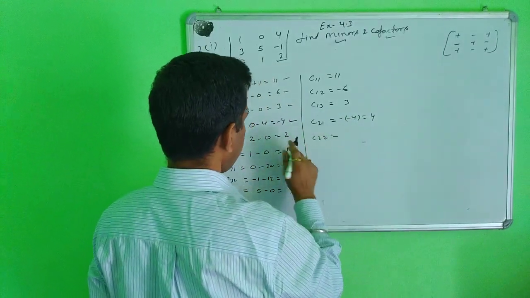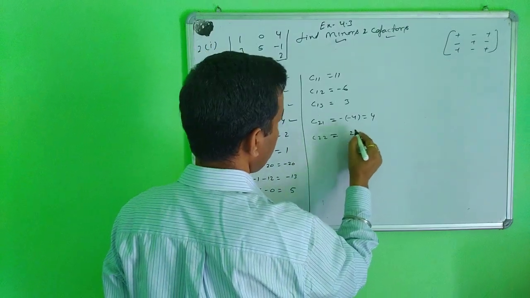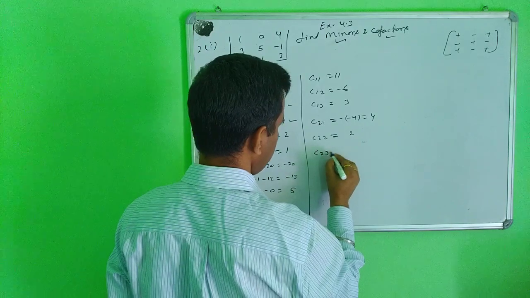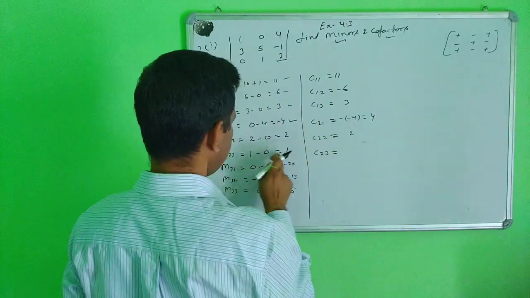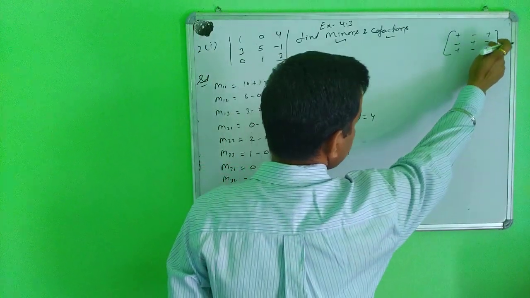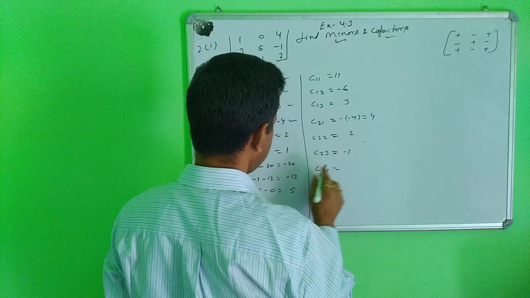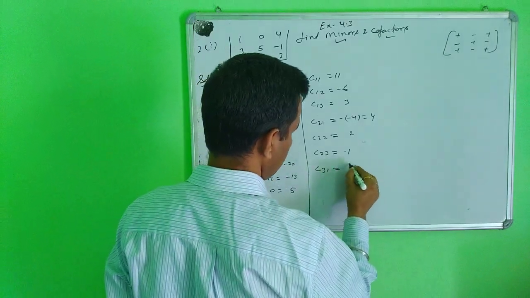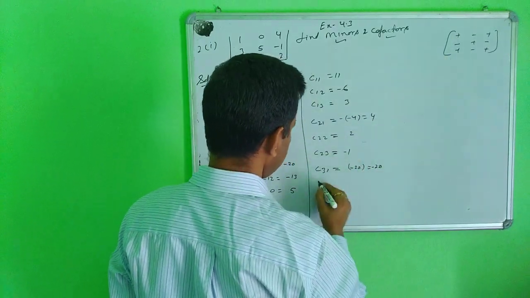C22. What is the value of C22 here? 2. This already has a plus sign. So C23. What is the value of C23 here? 1. The sign of 2 3 is minus, so putting the minus, it becomes minus 1. C31 here is minus 20, and the sign is already plus, so this is minus 20.